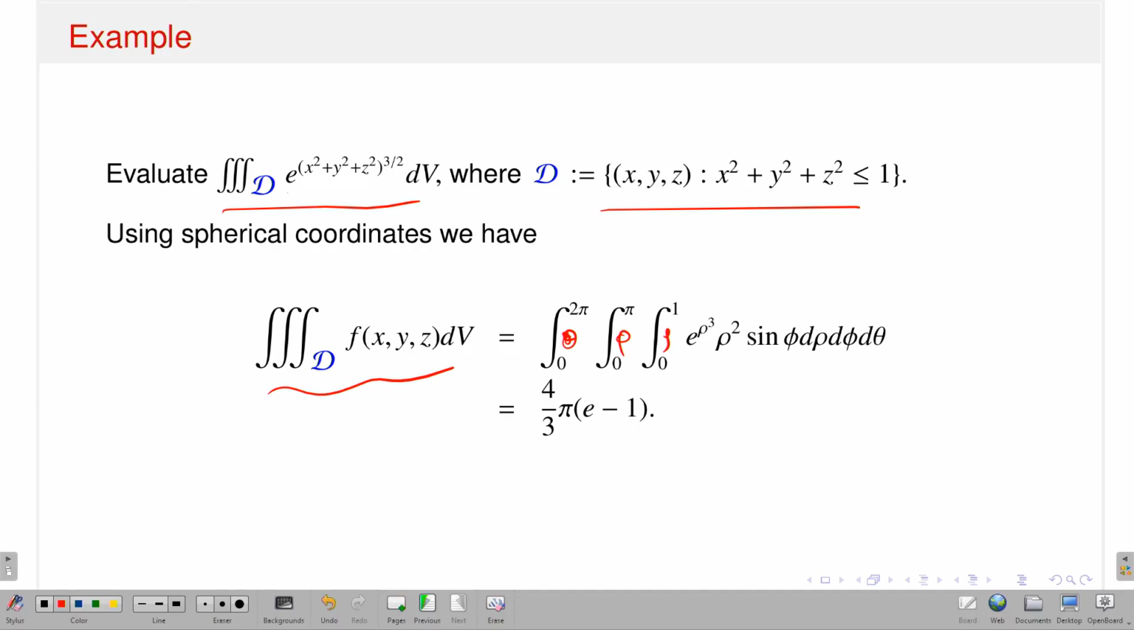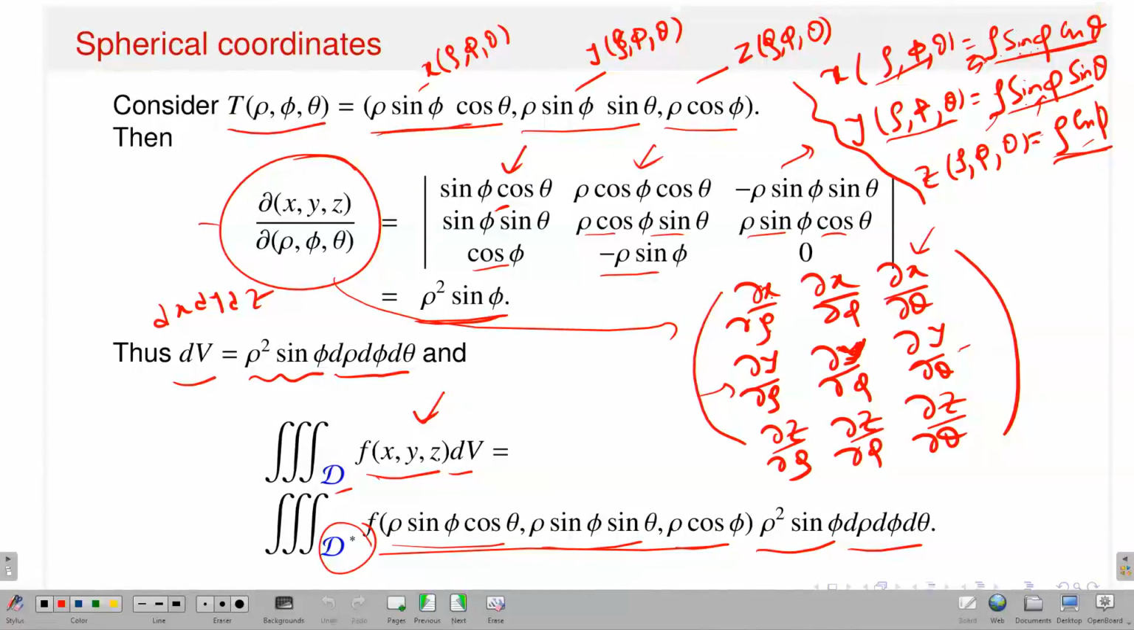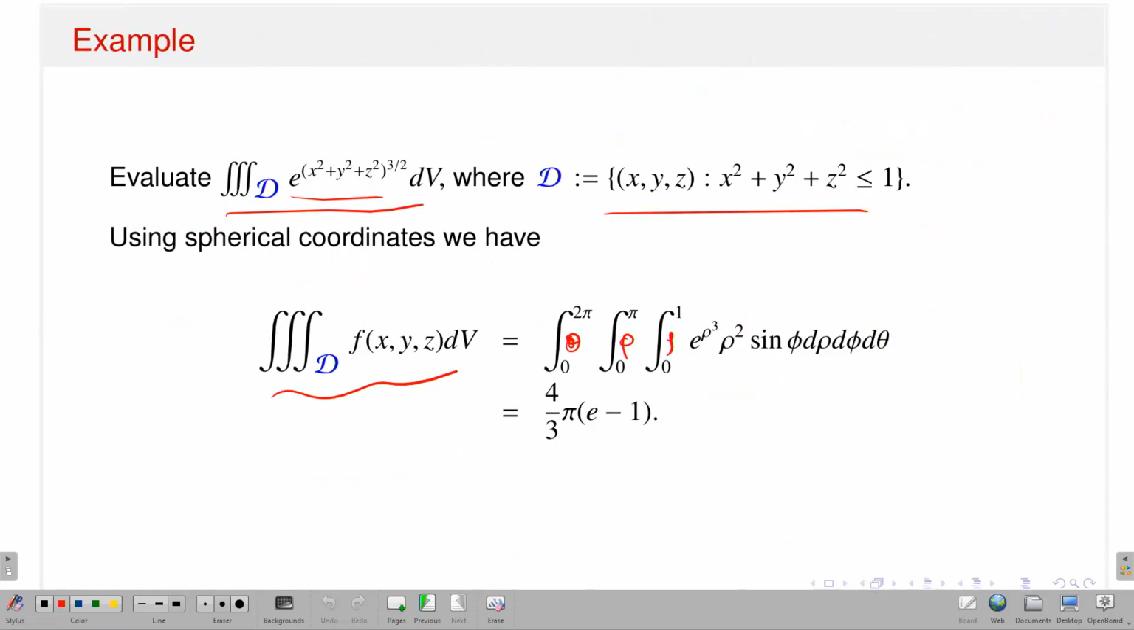And what will be there? e to the power x square plus y square plus z square. If I calculate it, where x is equal to rho sin phi cosine theta, y is equal to rho sin phi sin theta, and z is equal to rho cos phi. x square plus y square plus z square is nothing but the square of the distance of the point x, y, z from the origin, so it is rho square. So rho square to the power 3 by 2 is rho cube, and this becomes e to the power rho cube.